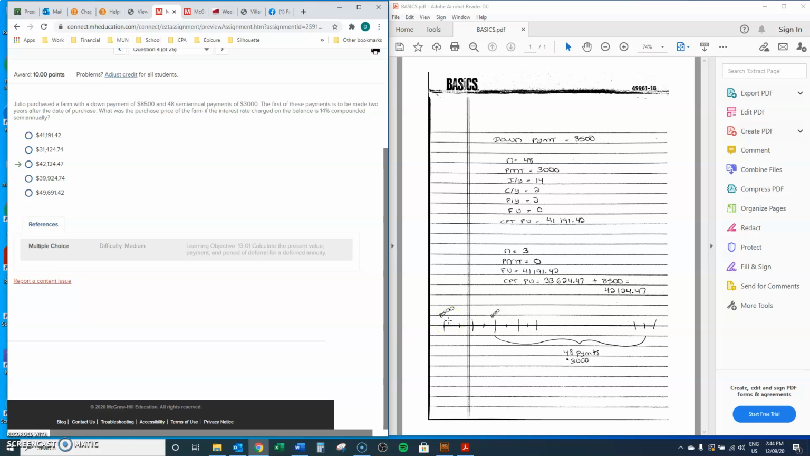But then don't forget, at this point in time, there was also a down payment of $8,500. And the down payment, we don't do anything with. It was paid right now. So we don't have to try to bring it back to the present or anything. It is right now. So hopefully that helps you understand.